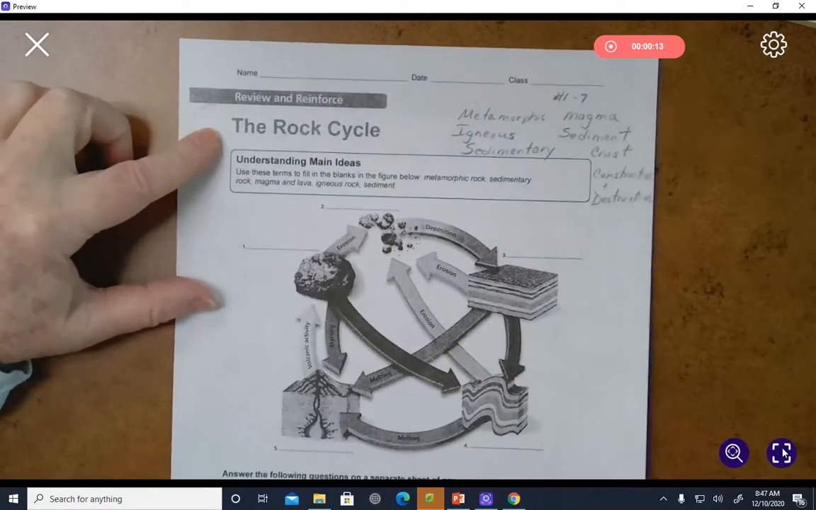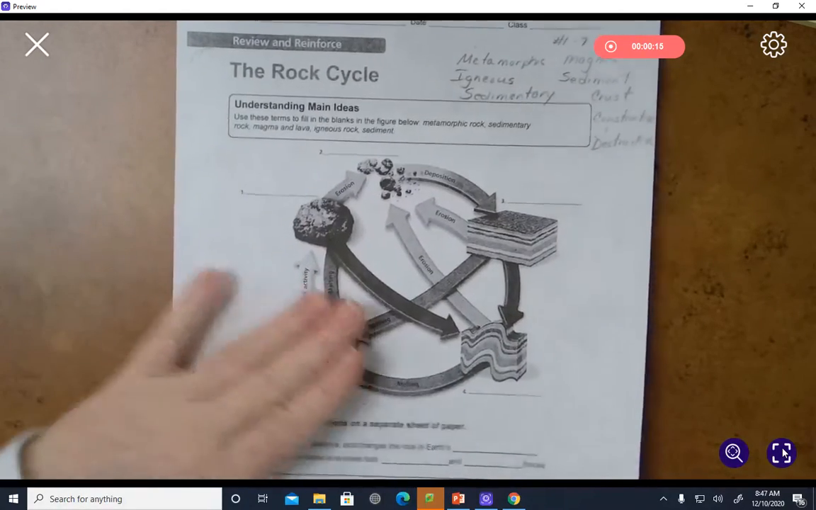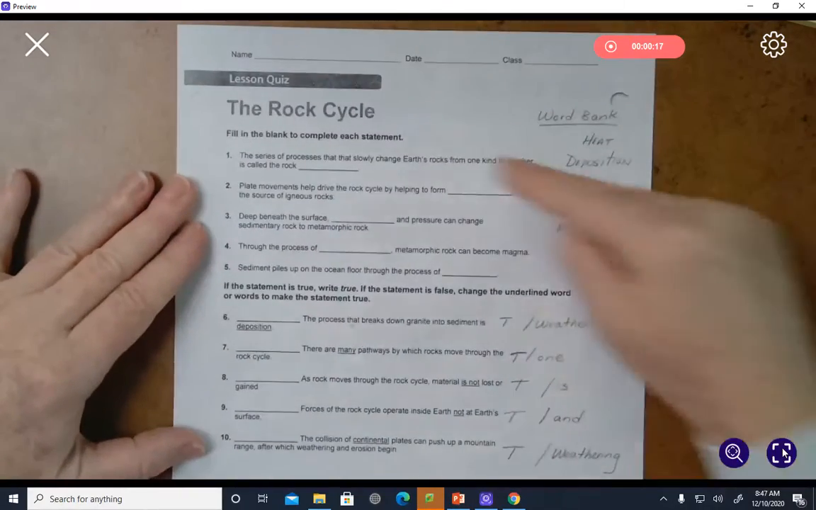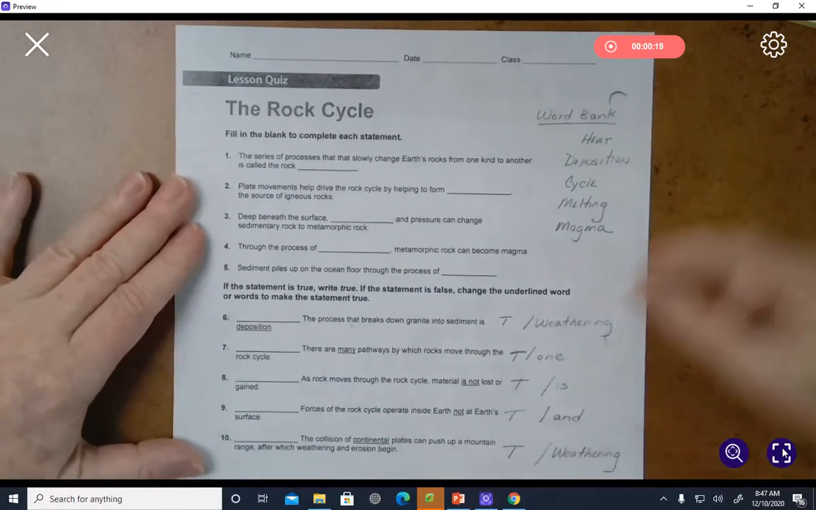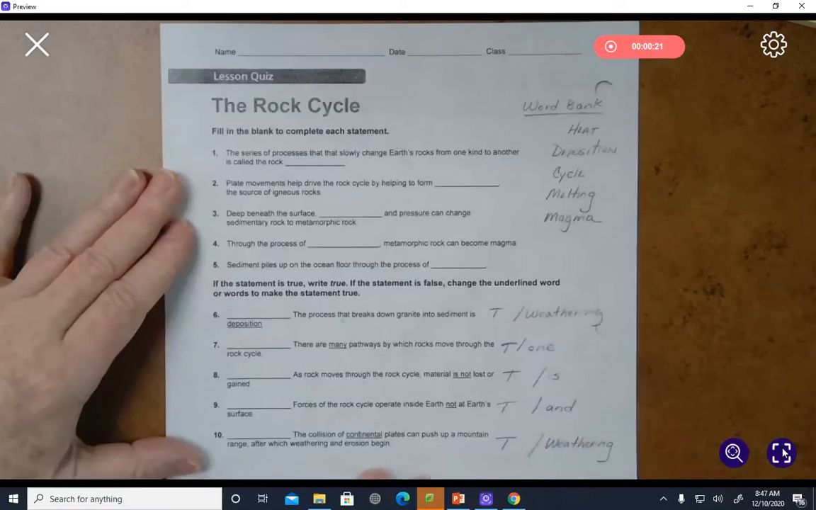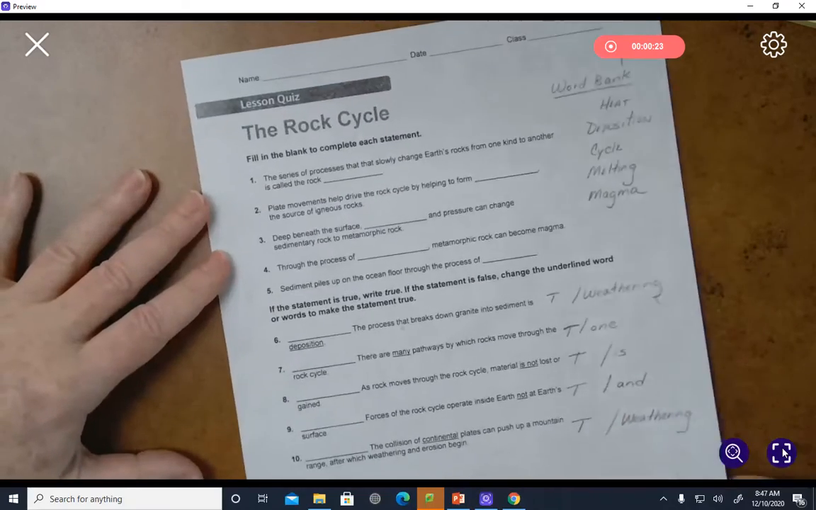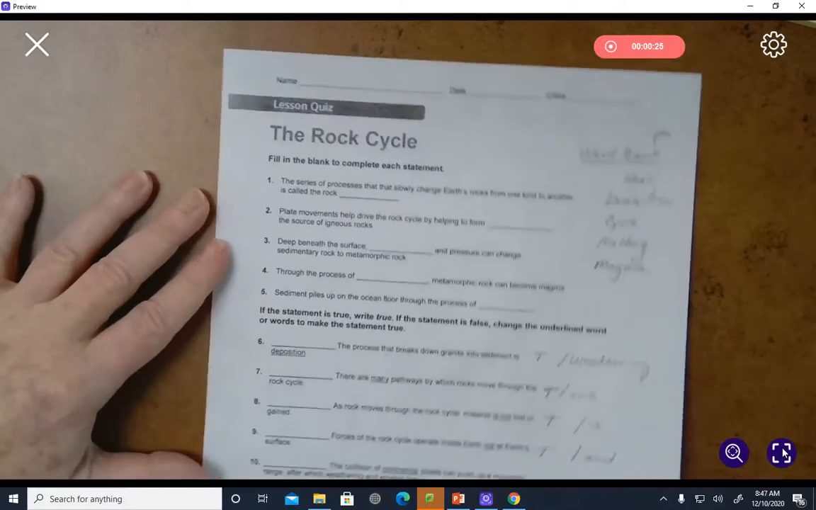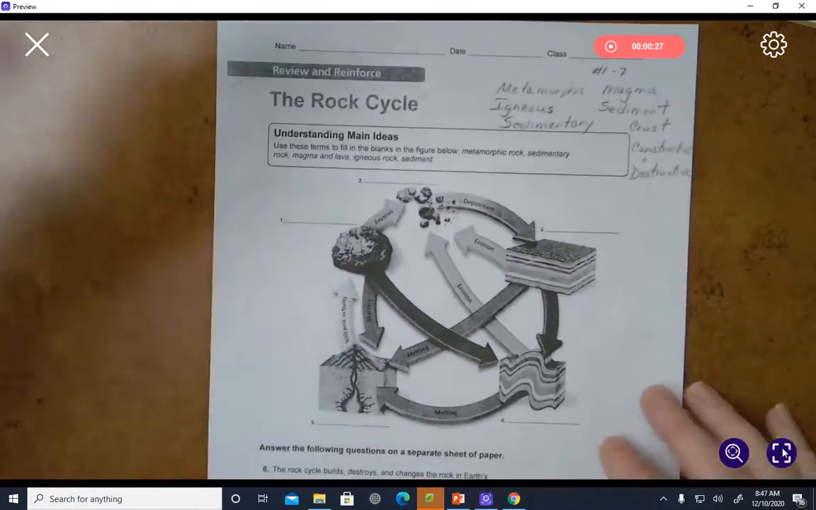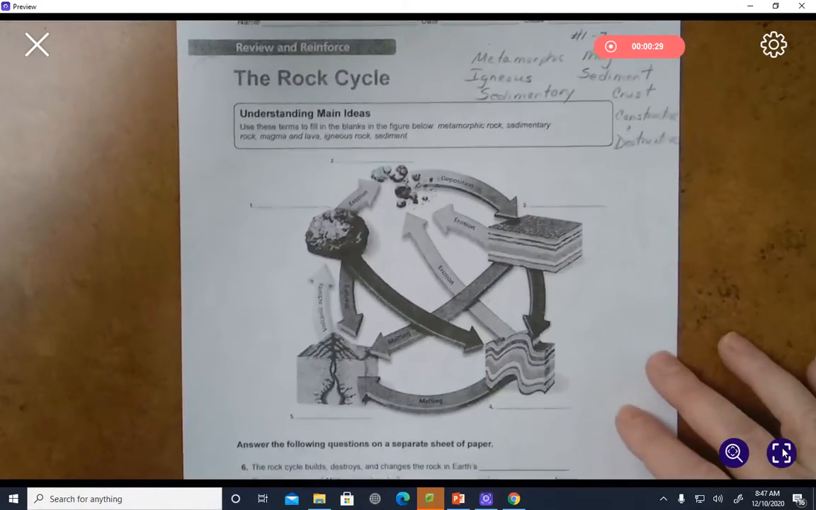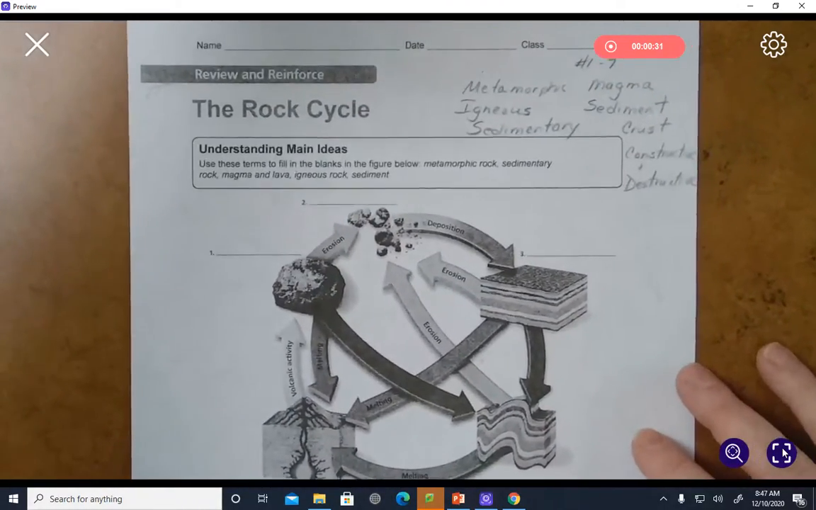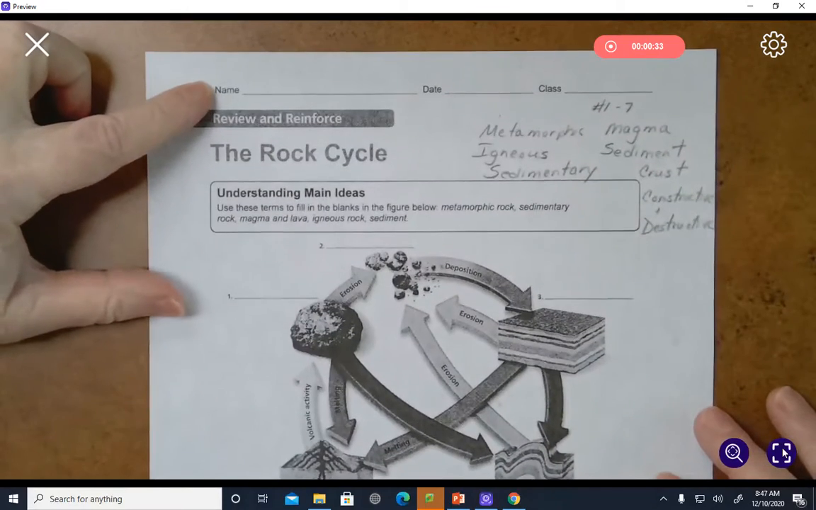So here we have the rock cycle with the big diagram, and then over here we have the 10 sentences, and I will be reading it to you. Feel free to pause the video whenever you would like, and I'm going to see if I can zoom in on here. So please put your name on this.